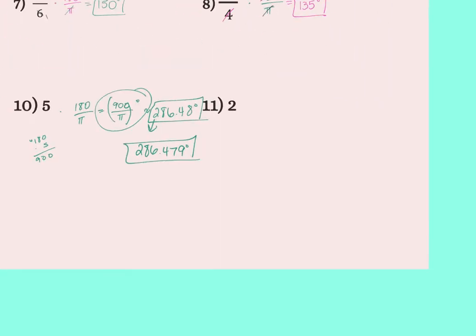Okay, so then 11 is 2, and again, that is not 2 degrees, that is 2 radians, so we would take that and we would multiply it times 180 over pi, and I'd get 360 over pi, and if I was to round that, 360 divided by pi, I'd get 114.592 degrees.